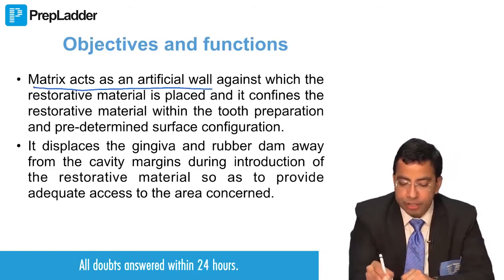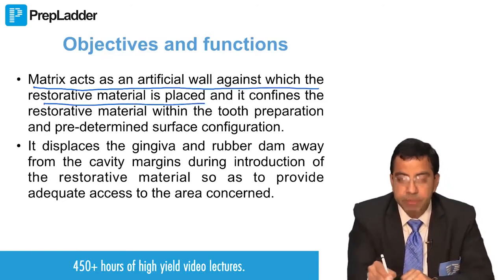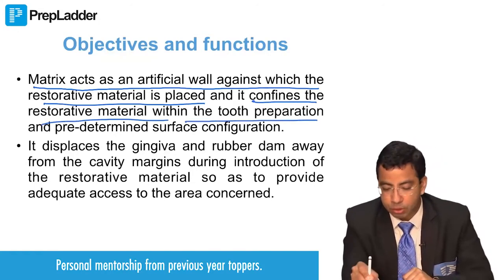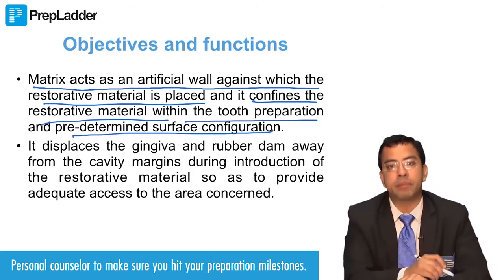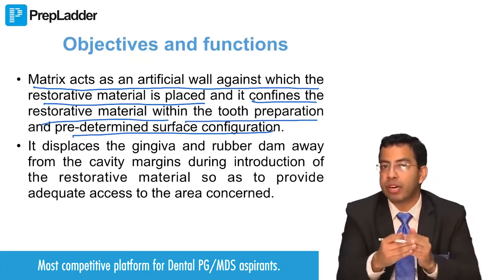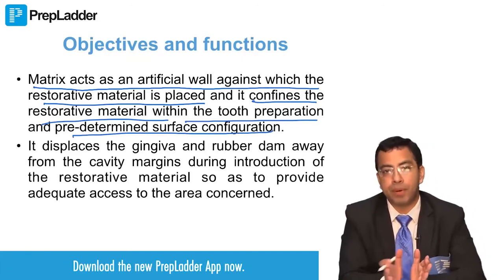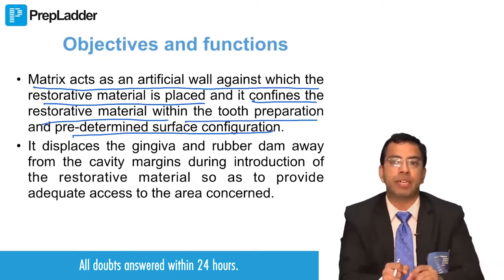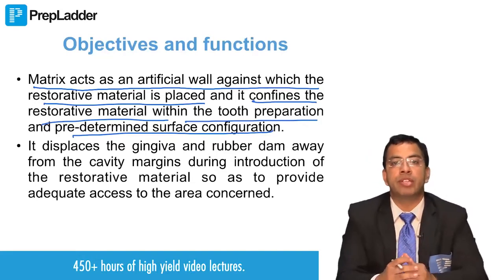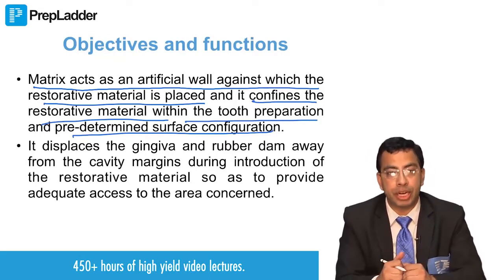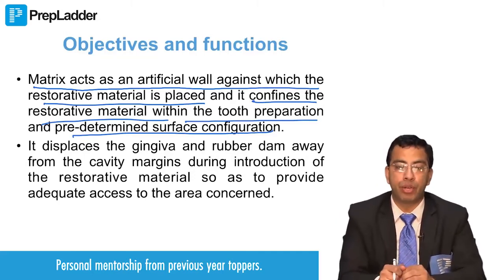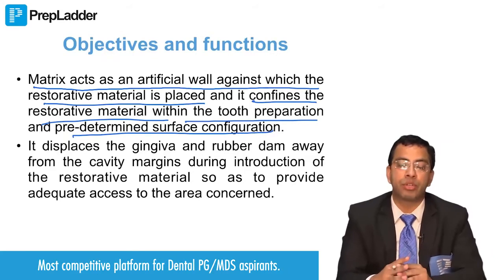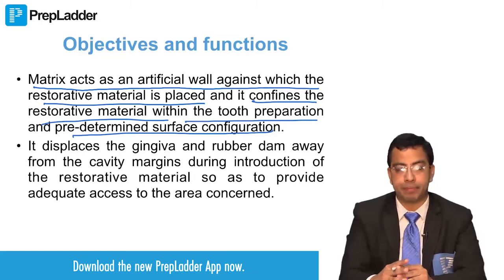The matrix acts as an artificial wall against which the restorative material is placed, and it confines the restorative material within the tooth preparation and predetermined surface configuration. If you adapt your matrix band properly according to the shape of the tooth structure and then you fill in your restorative material, then your restorative material obviously is going to take that shape and will not flow excessively into the areas where it is not required, thus restoring the tooth to its proper anatomy.